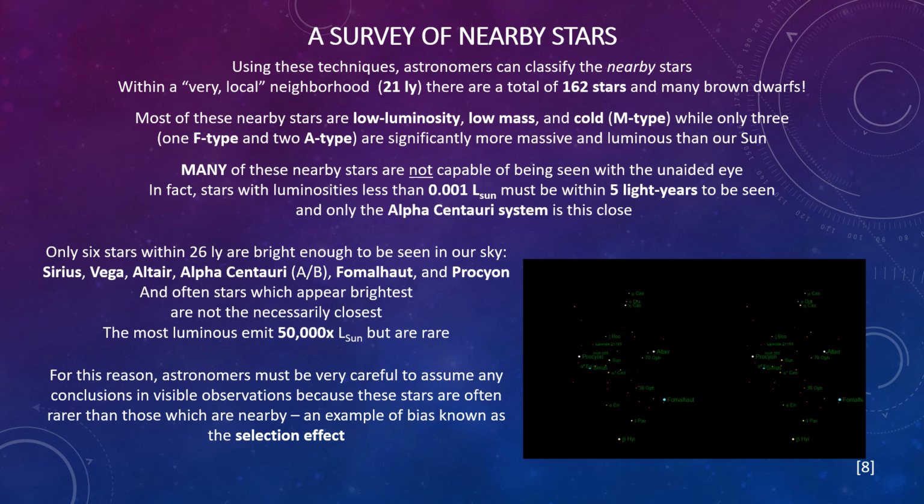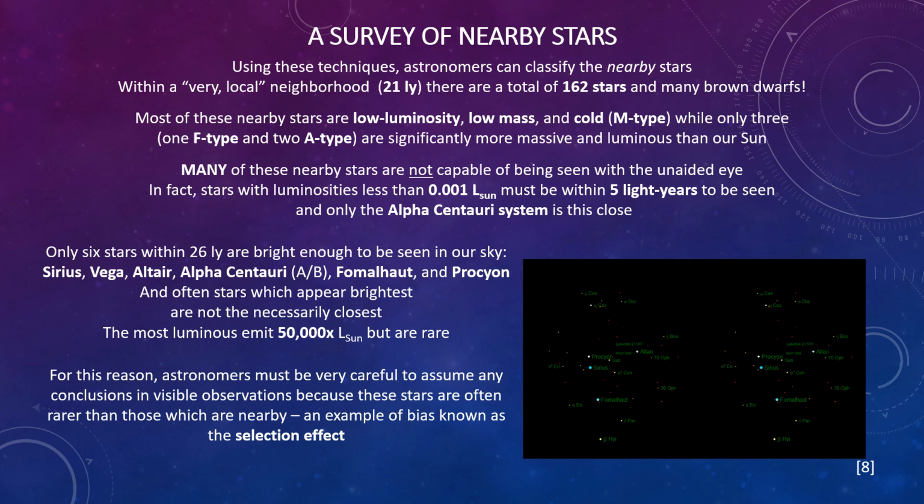Because they are very low luminosity. In fact, stars with luminosity less than 1/1000th of our sun have to be within 5 light years to be seen, and only the Alpha Centauri system is this close to our sun. Only 6 stars within 26 light years of our sun are bright enough to be seen in our sky. So these are Sirius, Vega, Altair, Alpha Centauri A and B, Fomalhaut, and Procyon. And so often the stars which appear the brightest are not necessarily the closest.